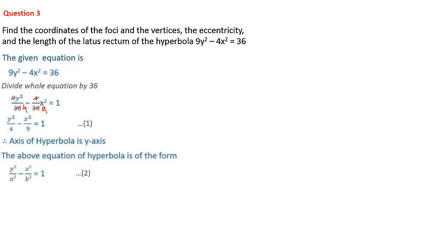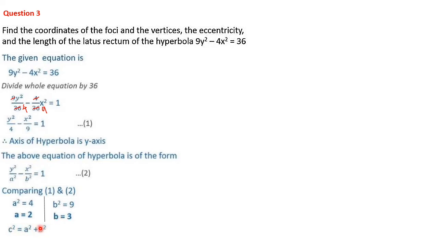So here a square and 4, when we compare, these two will be equal. A square is equal to 4. A square 4 means a will be equal to 2. Next b square and 9, when we compare, b square will be equal to 9. Then b is equal to 3. Then a and b we have got. So c square is equal to a square plus b square.